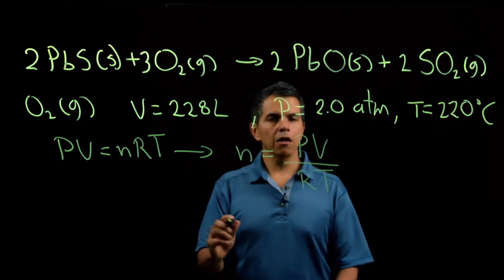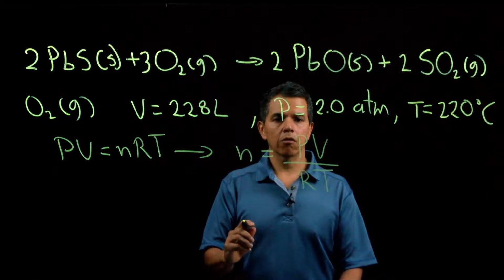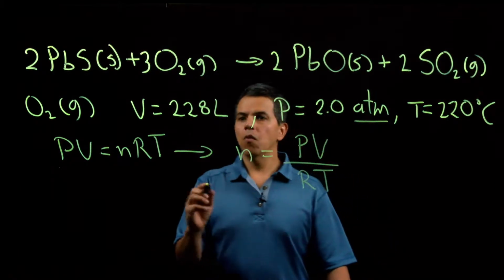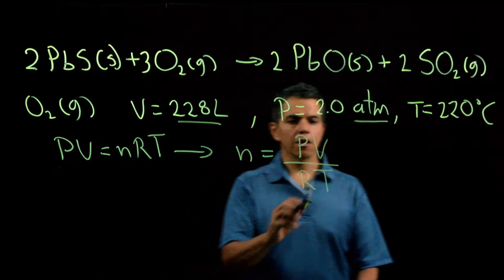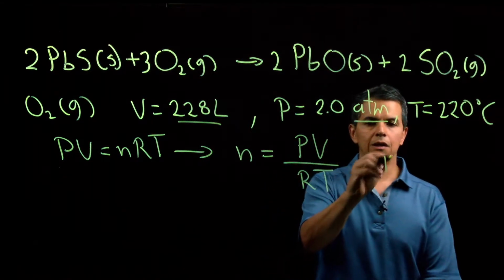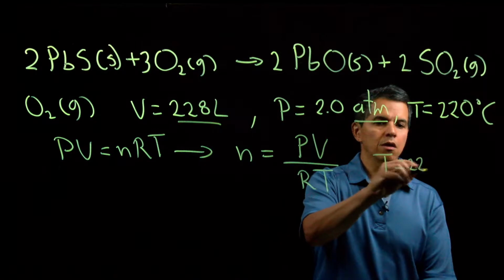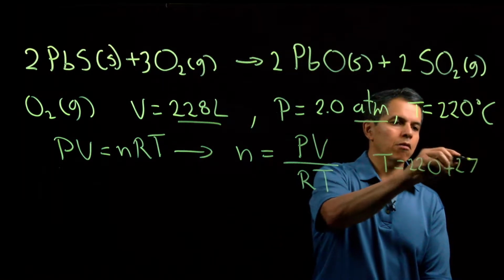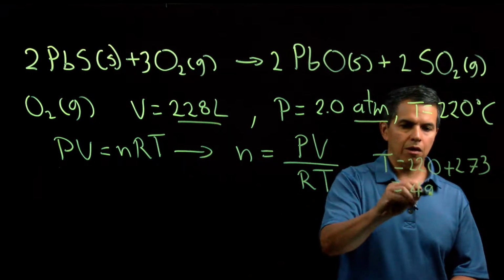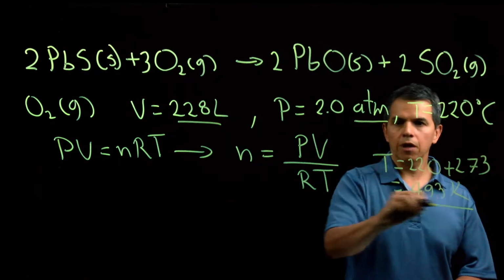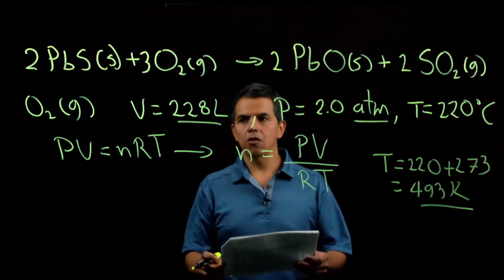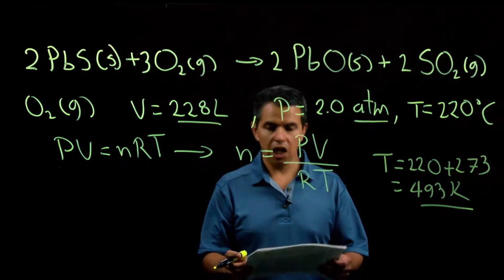Before we solve for n, we need to make sure that we have the correct dimensions. Pressure is in atmospheres, volume is in liters, the temperature needs to be in Kelvin, so we are going to continue by saying that the temperature is 220 plus 273, which equals 493 Kelvin. Okay, so we have the correct temperature. And R, the value of R, is going to be the one that uses liters, atmospheres, and Kelvin.